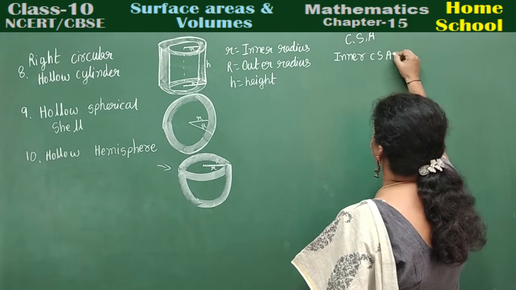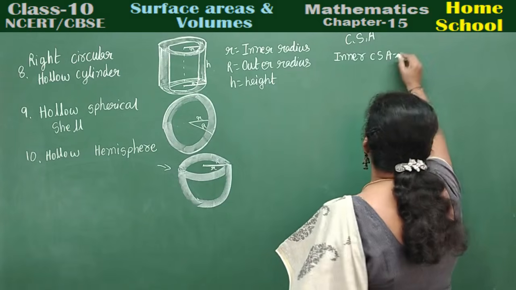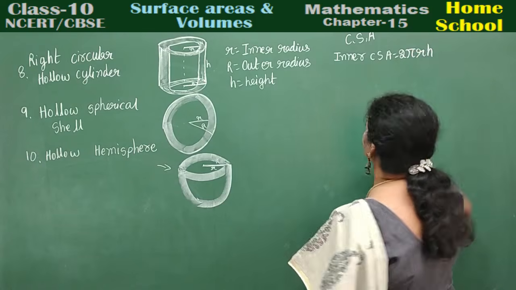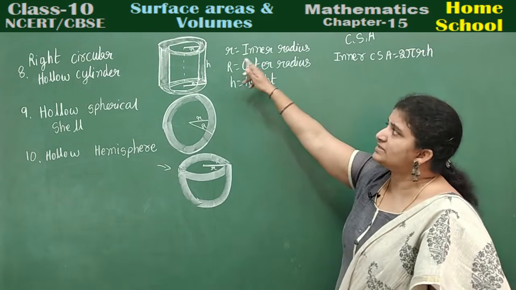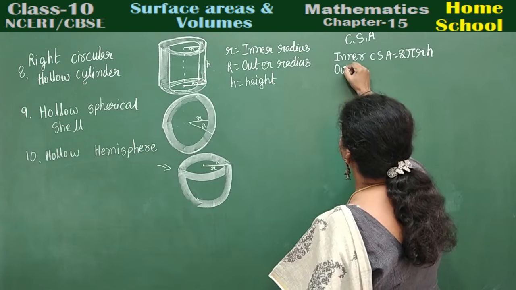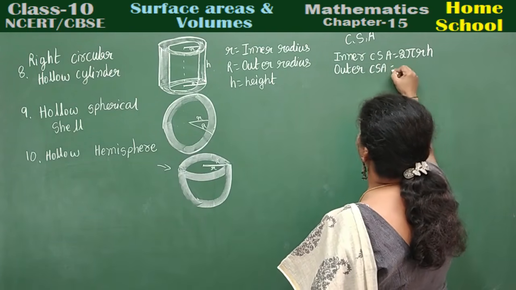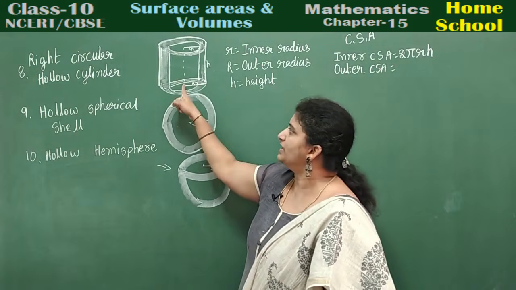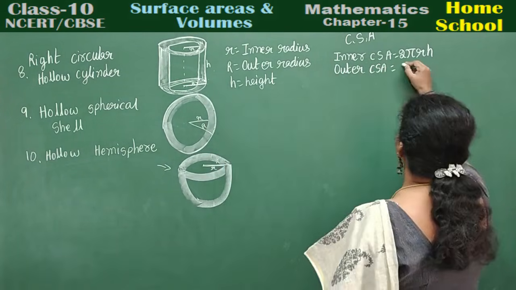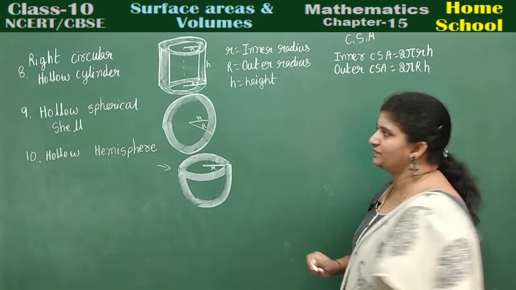It will have two curved surface areas. Inner curved surface area: the CSA formula of a cylinder is 2 pi r h. The inner radius is small r, so I have taken 2 pi r h. Outer curved surface area: what is the radius from here to here? Outer means capital R. So you take it as 2 pi capital R h.